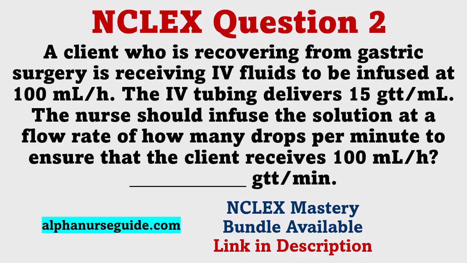The correct answer is 25 drops per minute. To administer IV fluids at 100 milliliters per hour using tubing that has a drip factor of 15 drops per milliliter, the nurse should use the following formula: 100 milliliters over 60 minutes multiplied by 15 drops over 1 milliliter, which equals 25 drops per minute.